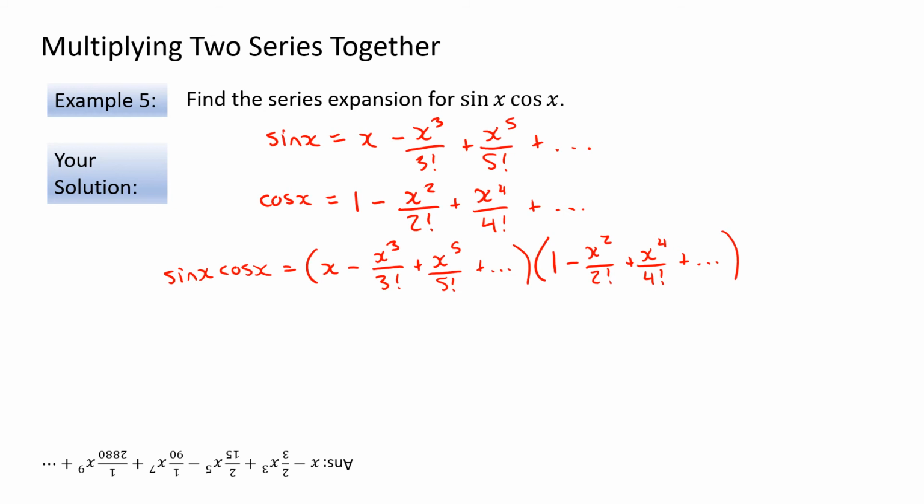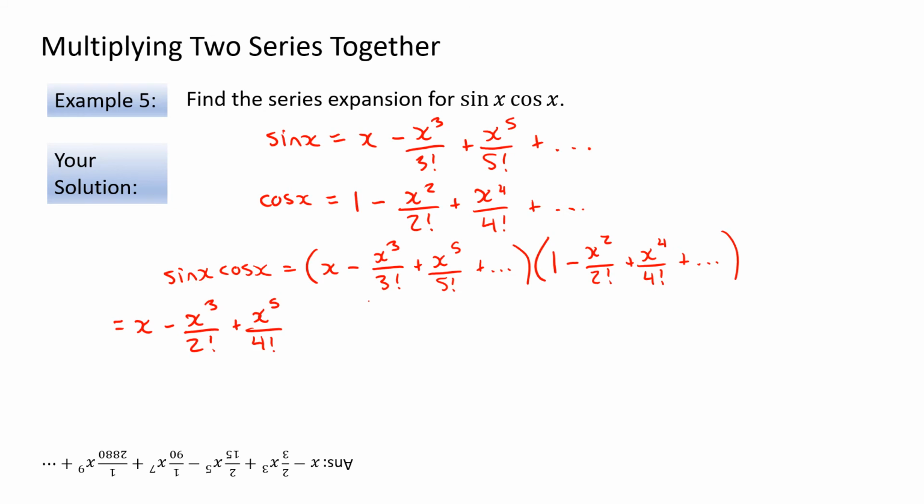So starting with the first term, x, we end up with x times 1, which is x. X times negative x squared over 2 factorial becomes minus x cubed over 2 factorial. X times x to the exponent 4 over 4 factorial becomes plus x to the exponent 5 over 4 factorial.